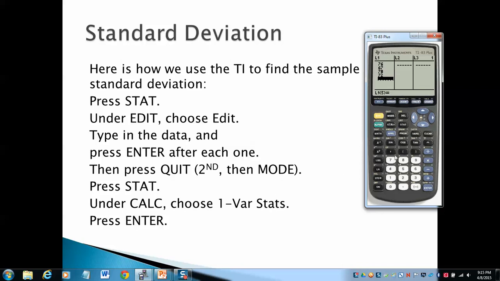72, 72, 72 again, 77. Almost there, a quarter of the way. 72, 70, 68, 70, 74, 72, 75. Okay, halfway there. 75, 74, 69.